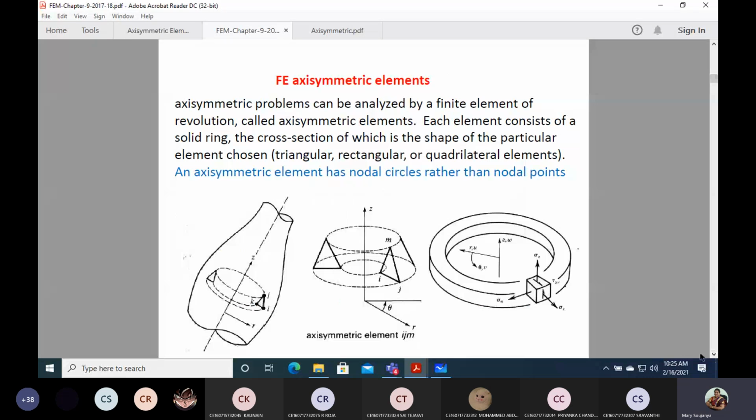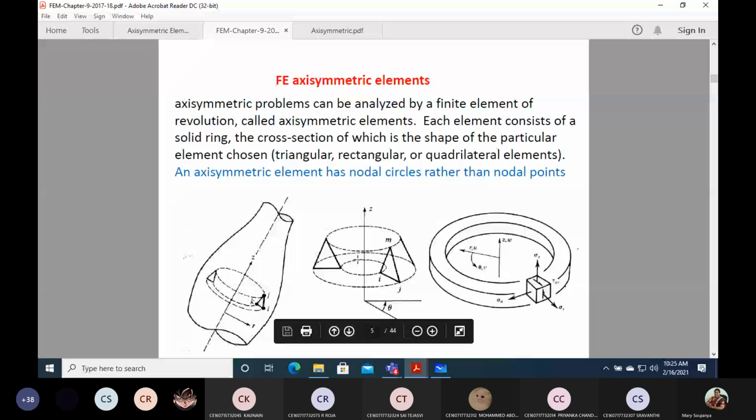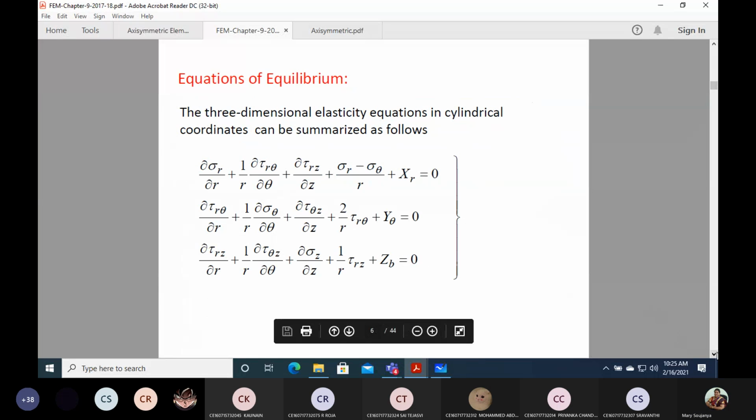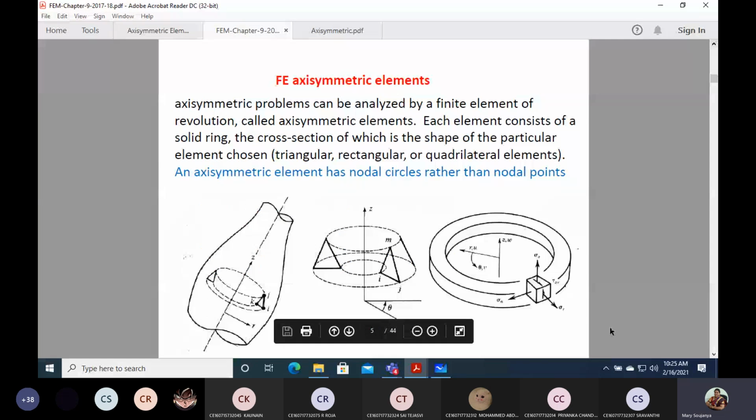Now if you see the figure in the middle, this is the ring element, whose cross section is triangular in nature. That is, when you cut open the ring element, you can see the cross section is triangular. There are other types of elements also. If you see the figure at the complete right, the cross section is rectangular. It is still a ring element, but the cross section is rectangular.